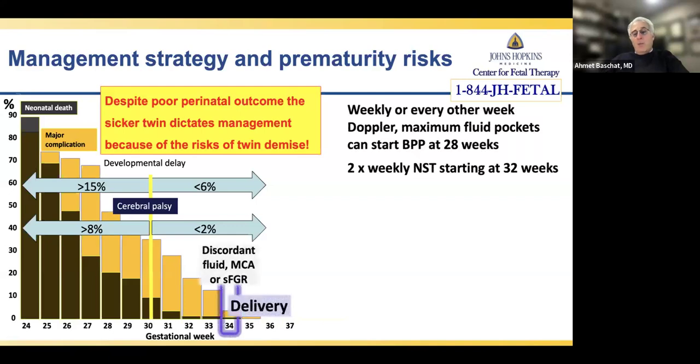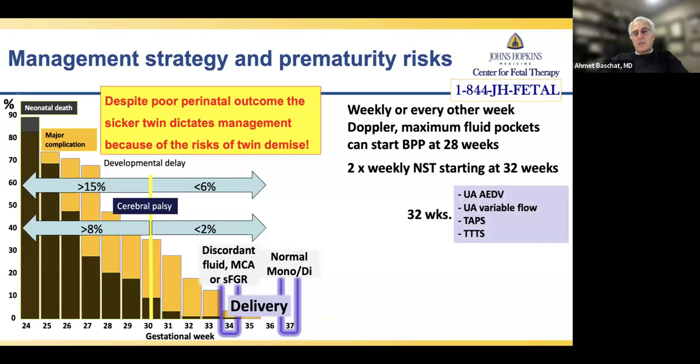Now, when you have monochorionic twin pregnancies with continuing discordance, typically the benefit of delivery outweighs the risks of ongoing monitoring somewhere around 34 weeks. And we will typically recommend that these pregnancies be delivered by 35 weeks gestation. If you have concordance in size, Dopplers, fluid, and MCAs, those uncomplicated monochorionic twins can deliver at 37 weeks gestation.